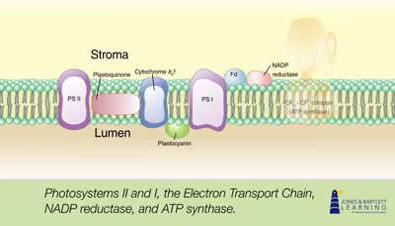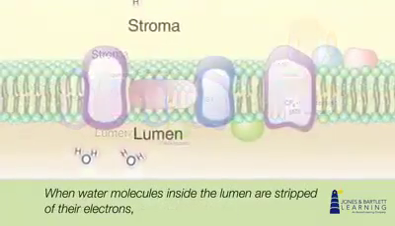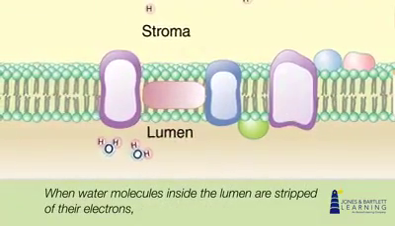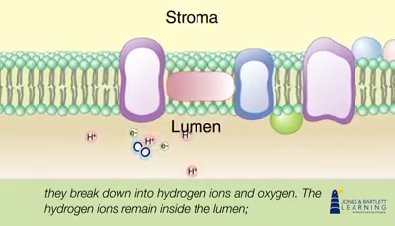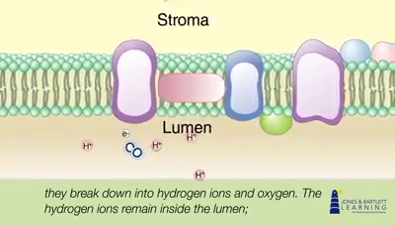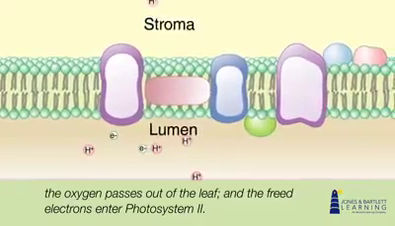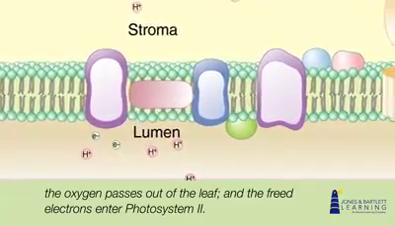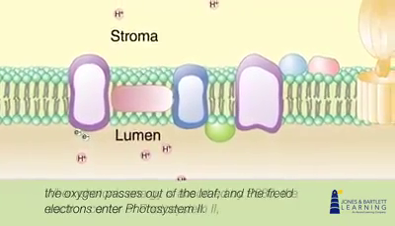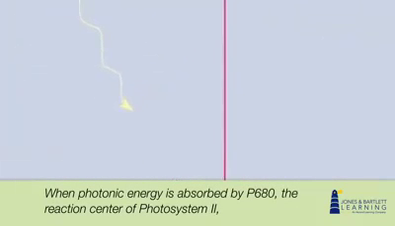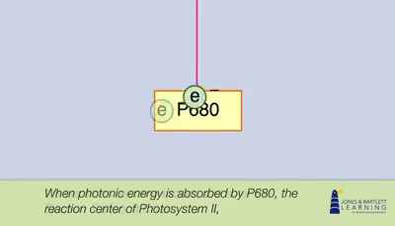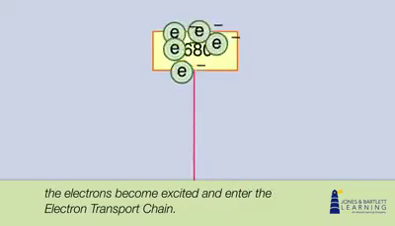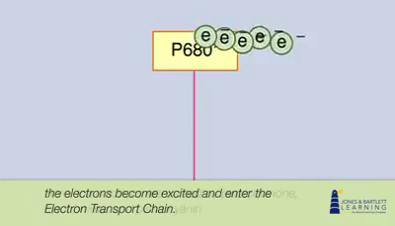and ATP synthase. When water molecules inside the lumen are stripped of their electrons, they break down into hydrogen ions and oxygen. The hydrogen ions remain inside the lumen, the oxygen passes out of the leaf, and the freed electrons enter photosystem 2. When photonic energy is absorbed by P680, the reaction center of photosystem 2, the electrons become excited and enter the electron transport chain.